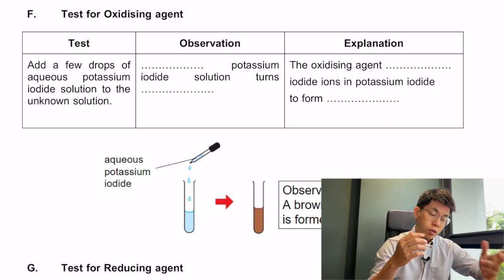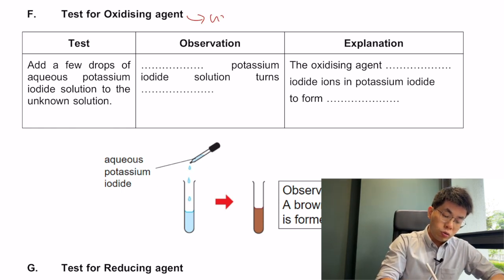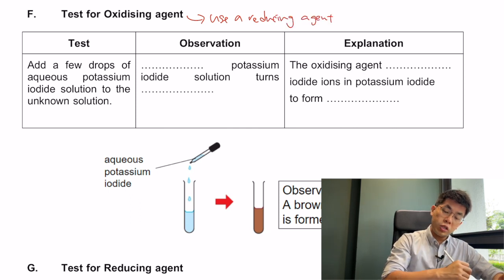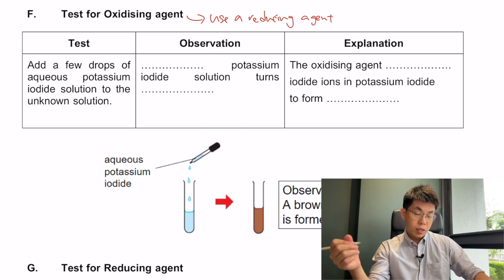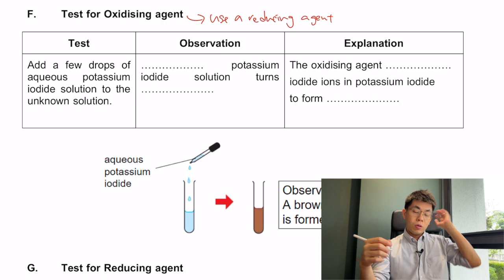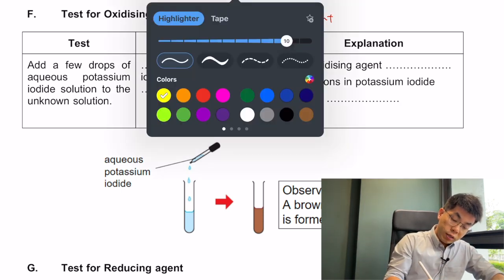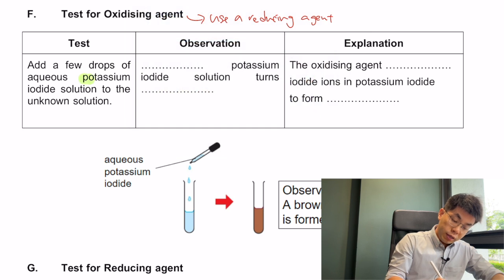So in order to test for an oxidizing agent, I need to use a reducing agent. In order to test for a reducing agent, I use an oxidizing agent. A common reducing agent we will all use would be potassium iodide.